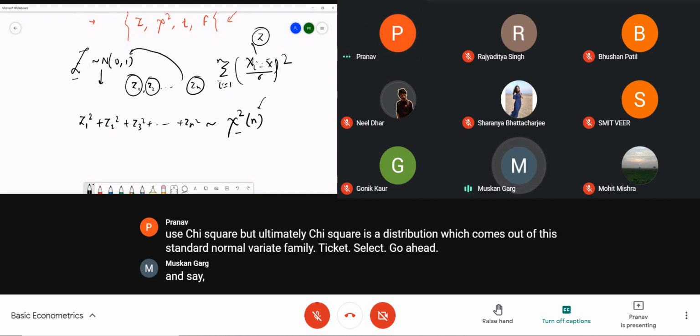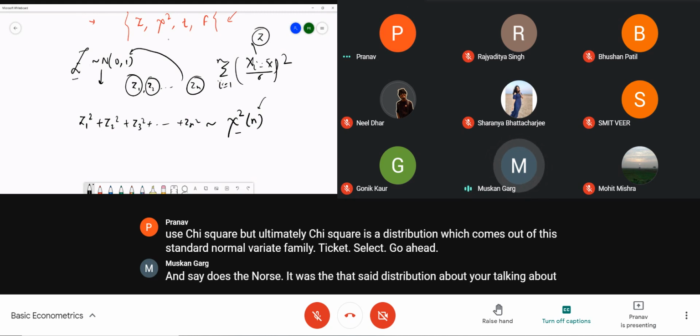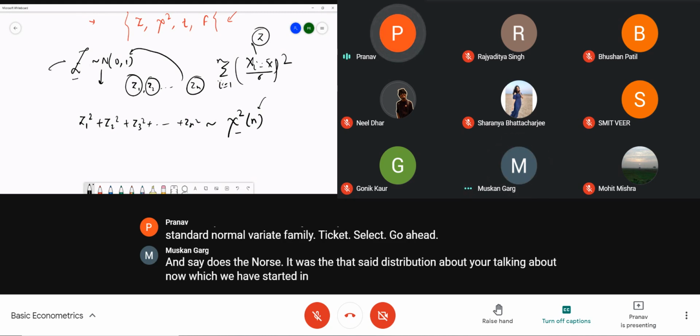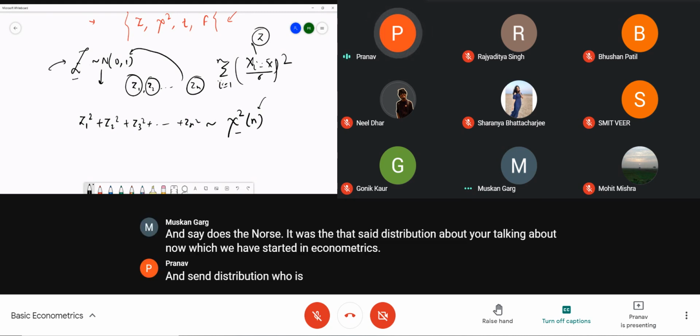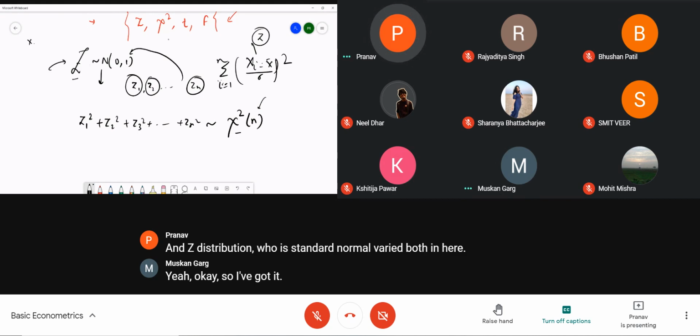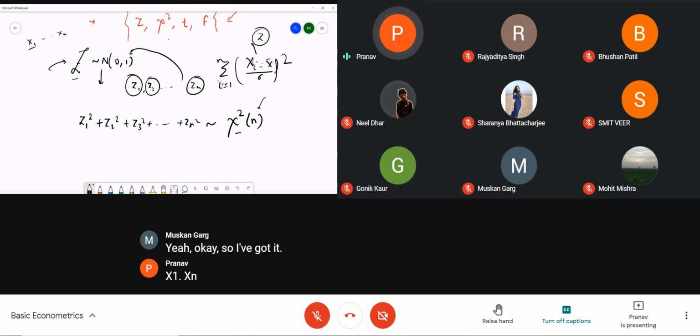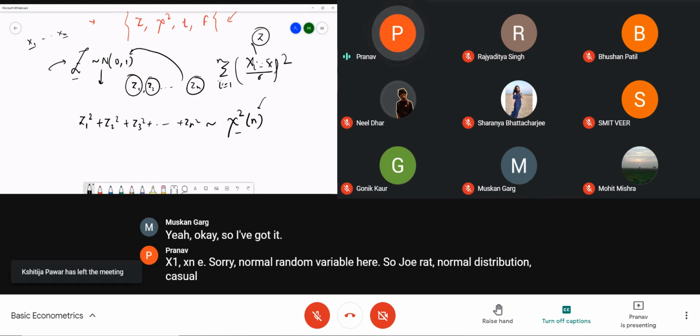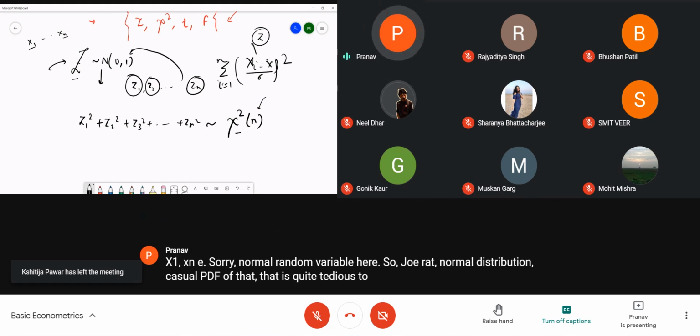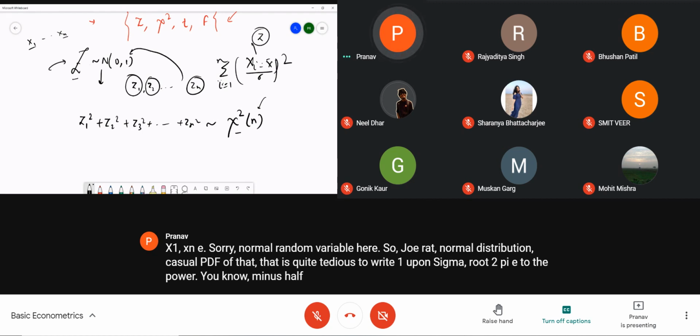Is the Z distribution what you're talking about now, which we have studied in econometrics? Correct. Z distribution को ही standard normal variate बोलते हैं. आपके पास अगर मान लीजिए x1, xn ये सारे normal random variable हैं, तो जो normal distribution का PDF होता है, that is quite tedious to write. 1 upon sigma root 2 pi e to the power minus half x minus mu upon sigma whole square होता है. बहुत tedious होता है.